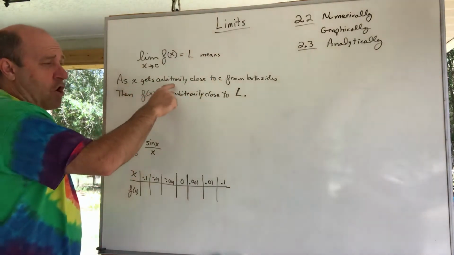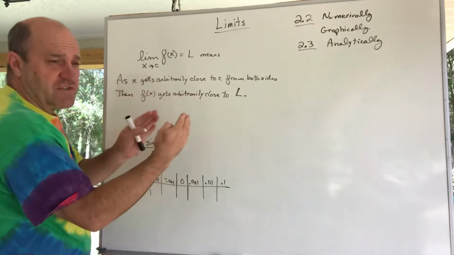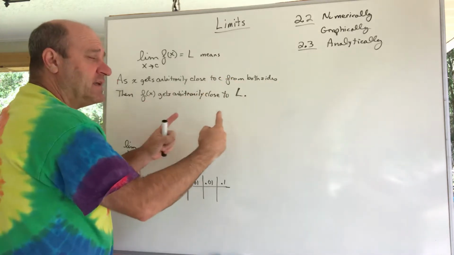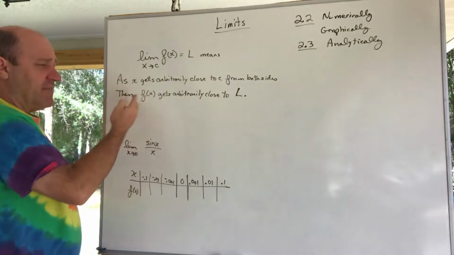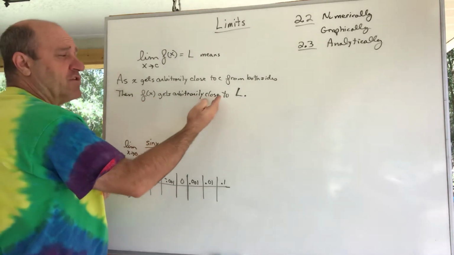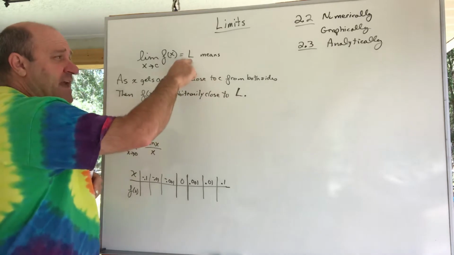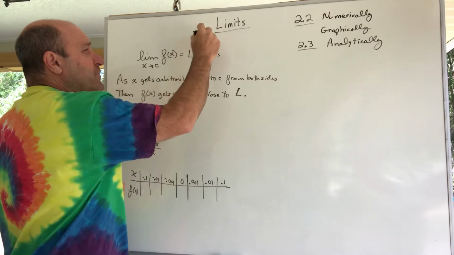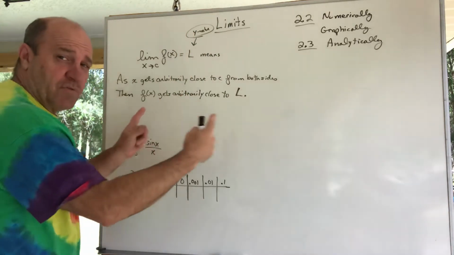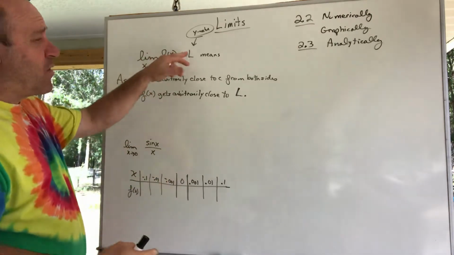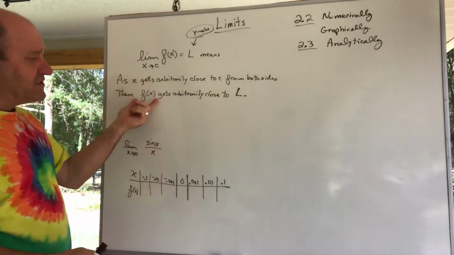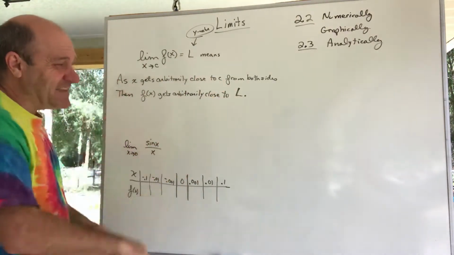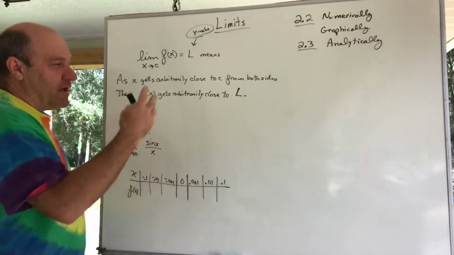It means as x gets arbitrarily close to c, we're going to let x approach c. So as x gets closer and closer to some number c from both sides, then the function gets arbitrarily close to L. I'd like to point out that the L, the answer, is a y value. The answer to a limit is a y value. Some students get confused. As x approaches some x value, the answer to a limit is a y value, L, that the function gets close to. So that's it. And I want to do a few examples.